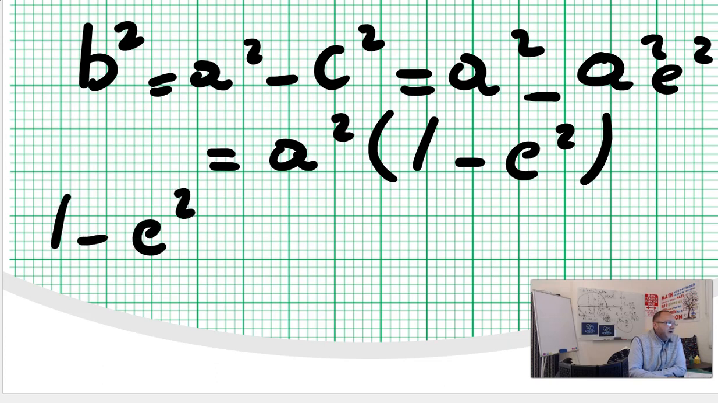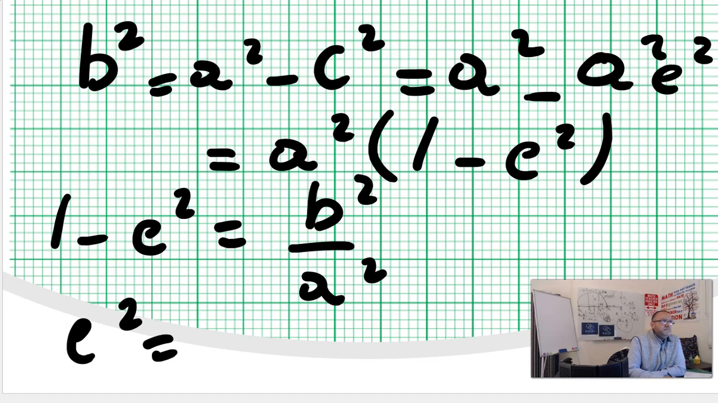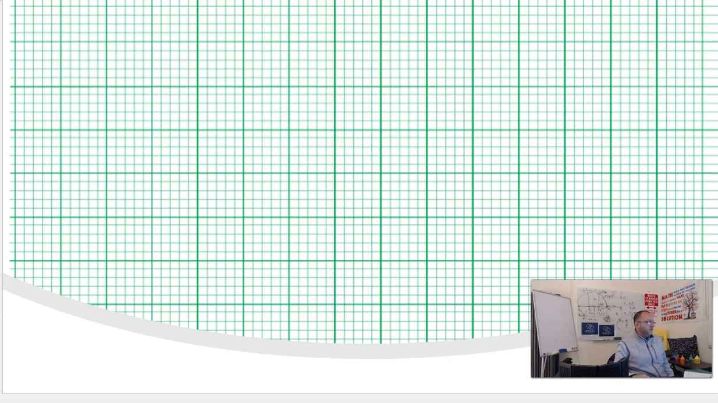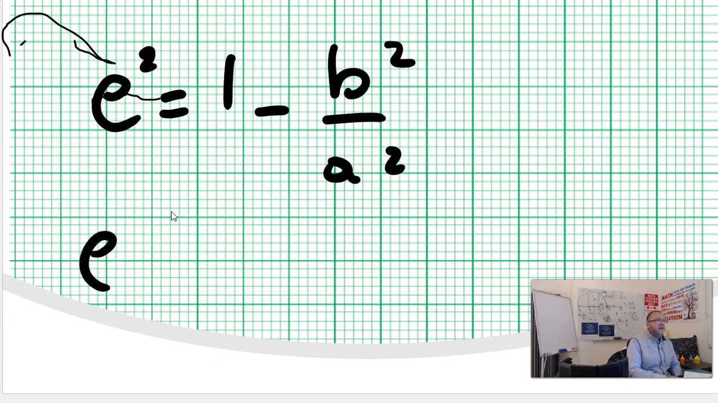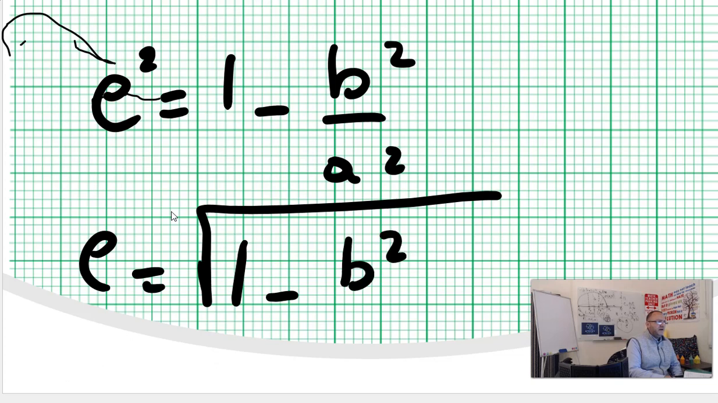So what do I do here? I have 1 minus e squared on one side and b squared on the other side divided by a squared. So I can say e squared equals what? 1 minus b squared divided by a squared. And in most books you have it like this: e squared equals 1 minus b squared divided by a squared, or you have it as e equals square root. And most students are like, what is that? Where does that come from? This is where it came from.